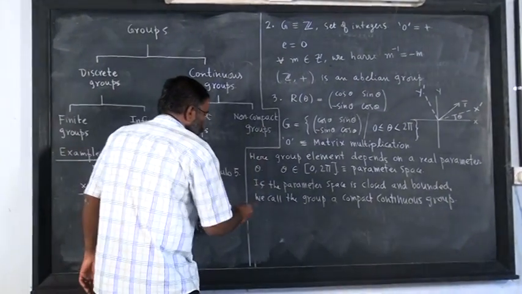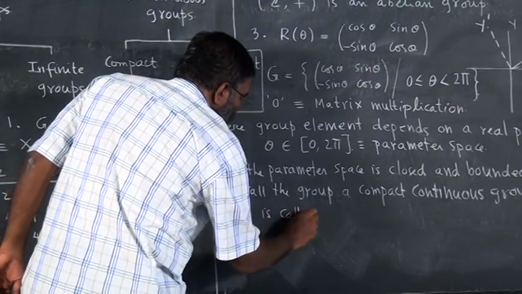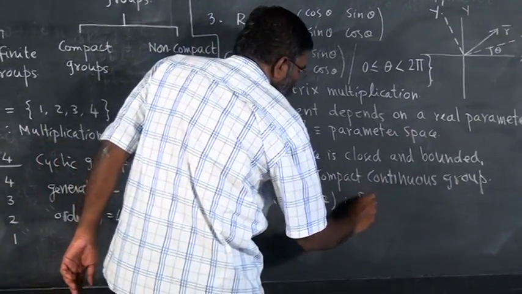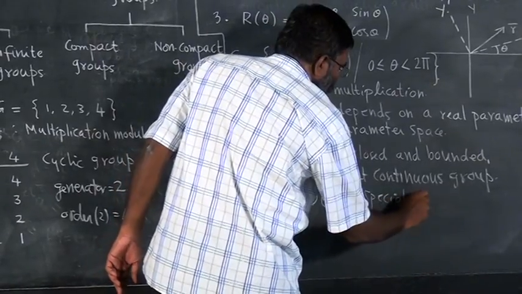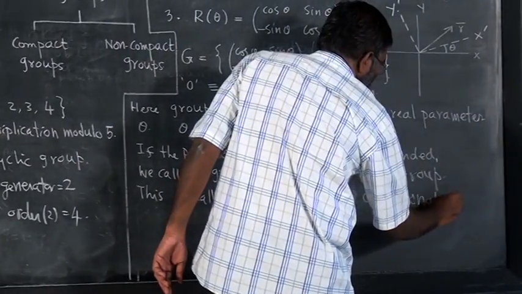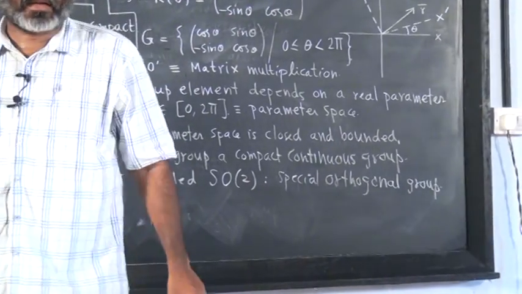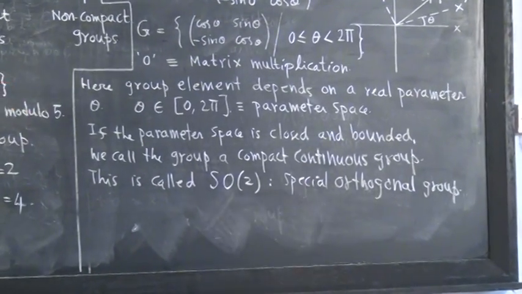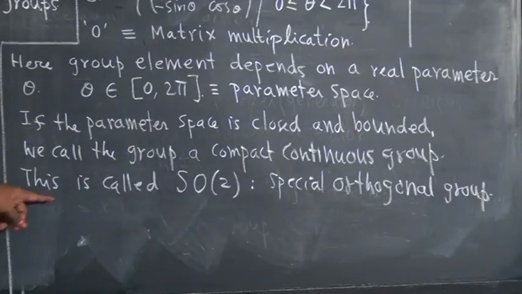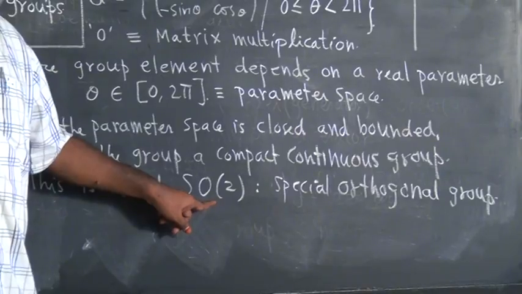This group is called SO2, special orthogonal group. When we come to the third day of this course, we will discuss continuous groups in detail. So this is called SO2, that is rotations on a plane, proper rotations.